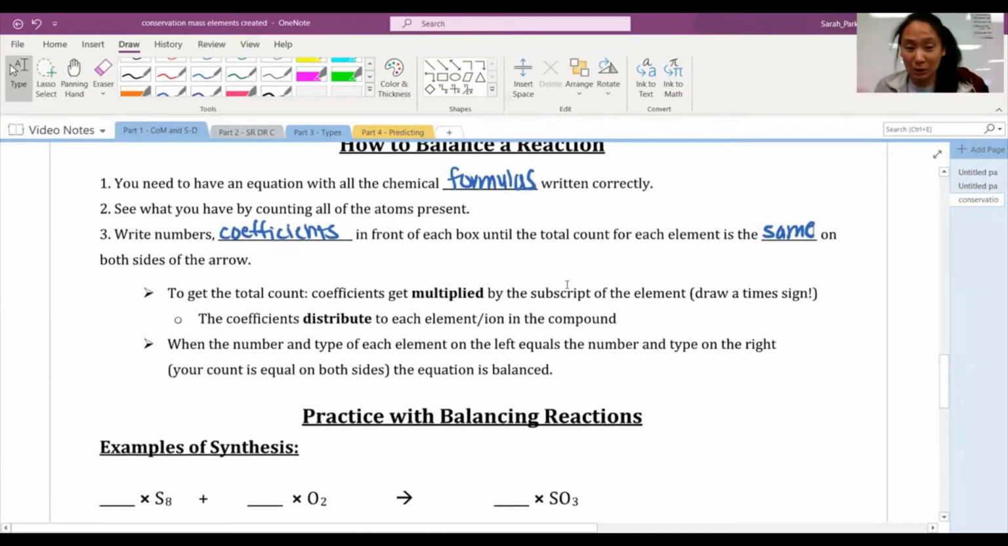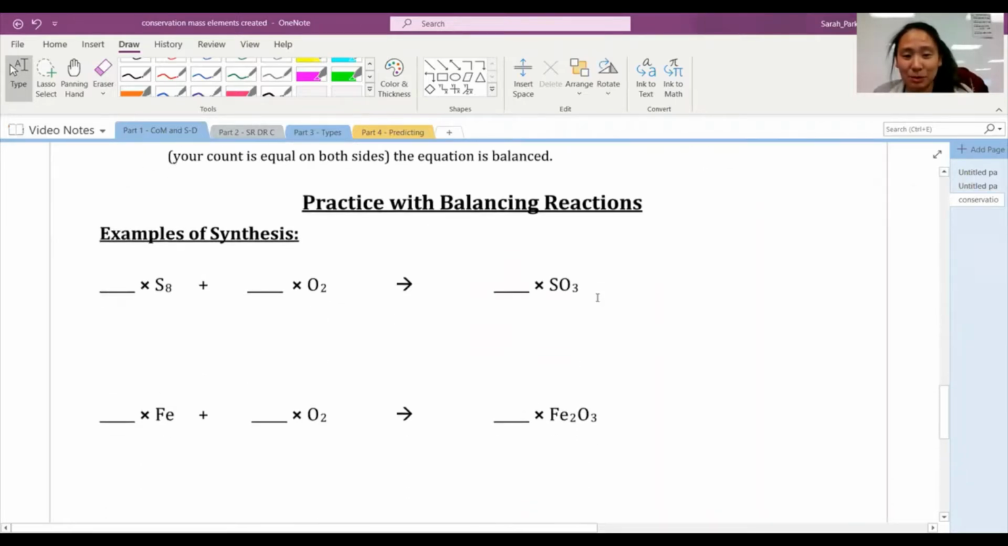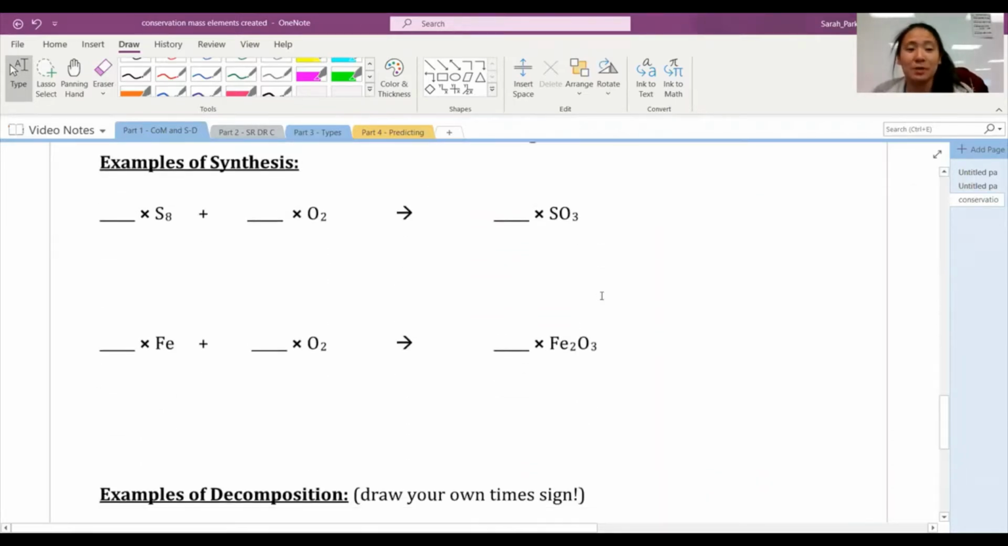I'm going to show you how to do that with these simple examples right here, okay? There are several ways that you could do this. You can count it and write it down. You could do it in your head. You could write little side notes, sort of up to your style, okay? So I'm going to show you a couple different styles here, but you can definitely come up with your own.